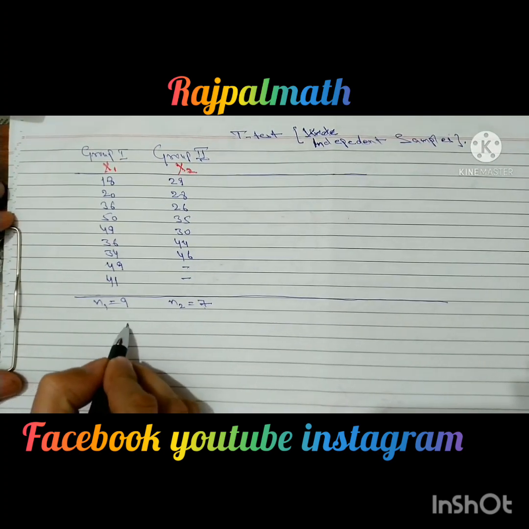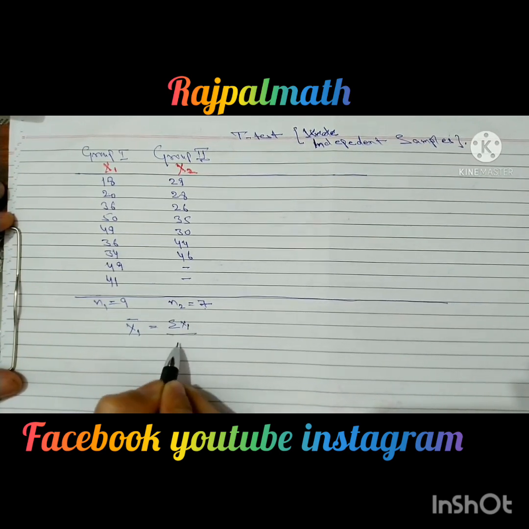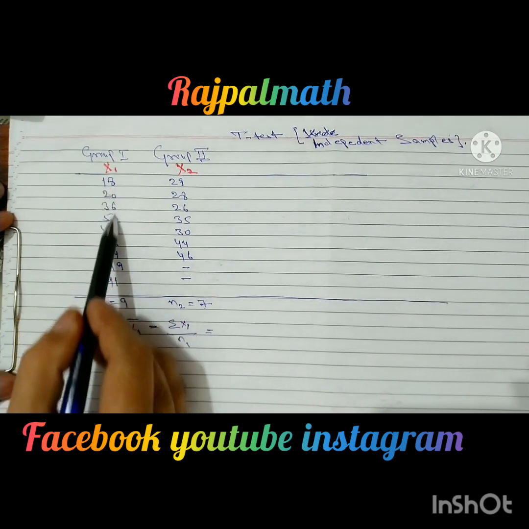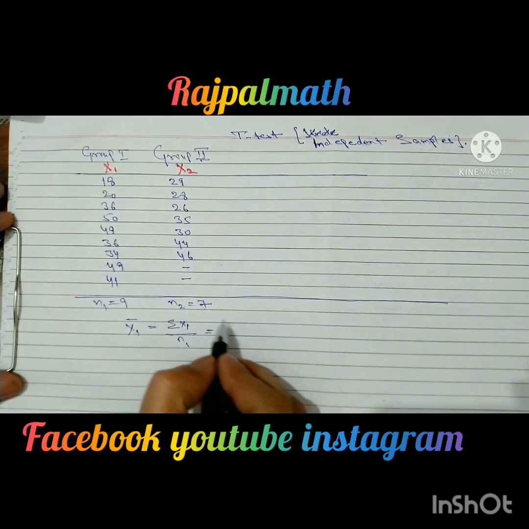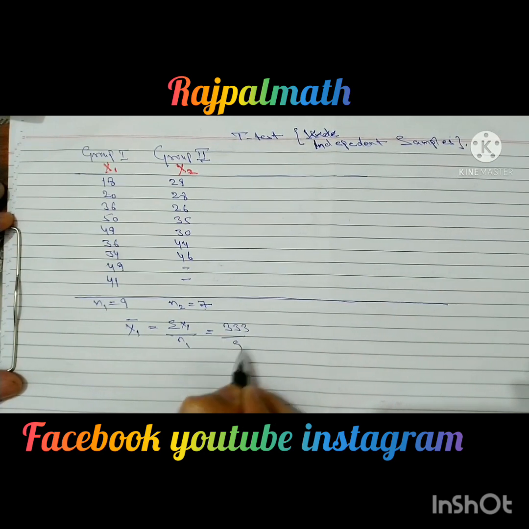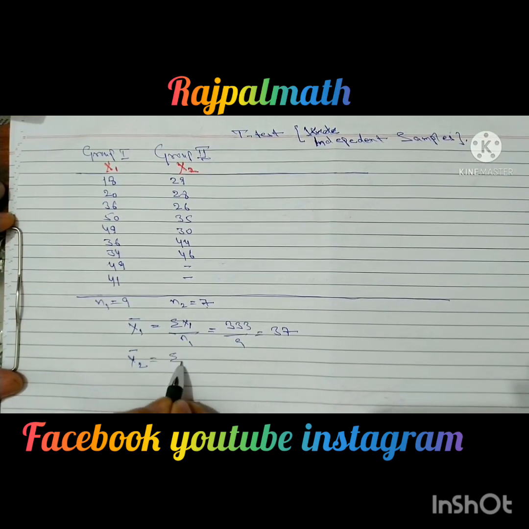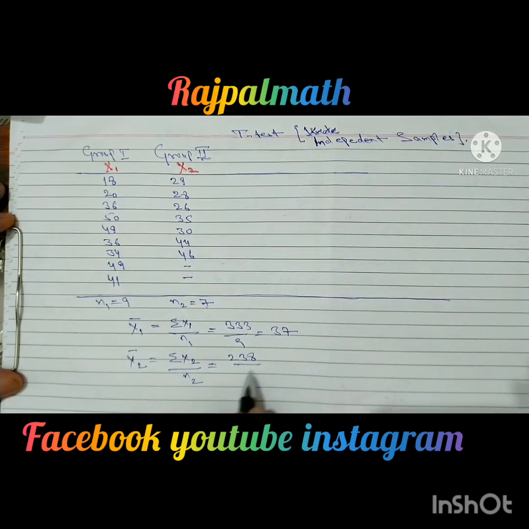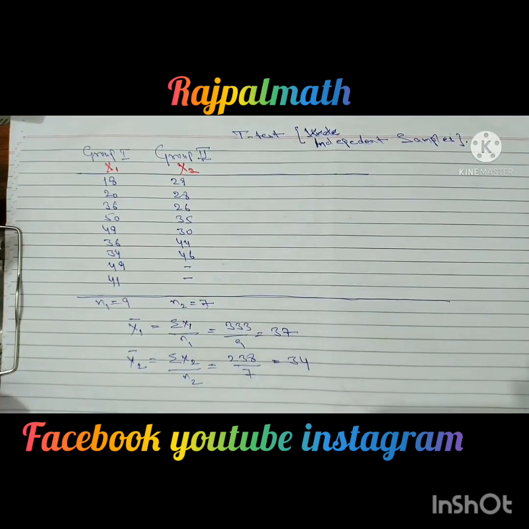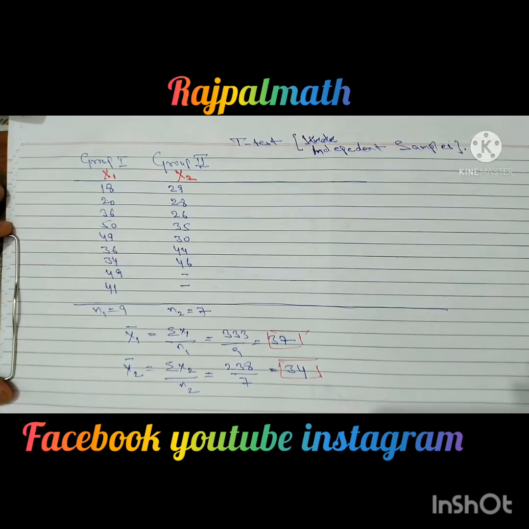First calculate mean. Mean of group 1 equals summation of x1 over n1. Summation of x1, the sum total of all the elements of group 1, is 333 divided by 9, which equals 37. And mean of second group equals summation of x2 by n2, which is 238 divided by 7, which equals 34. So mean of x1 is 37 and mean of x2 is 34.